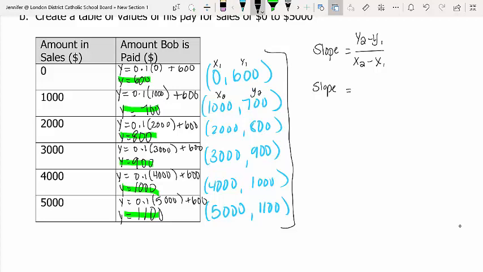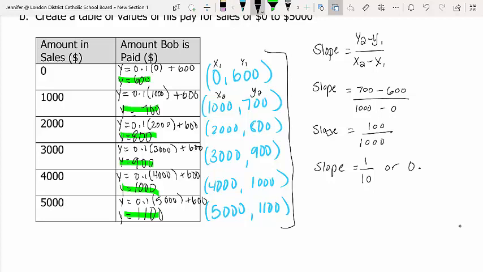So y2 is 700, minus y1 is 600, over x2 is 1,000, minus x1 is 0. So it can be reduced to 1 over 10 or 0.1. So the slope of our graph below is 1 over 10 or 0.1.